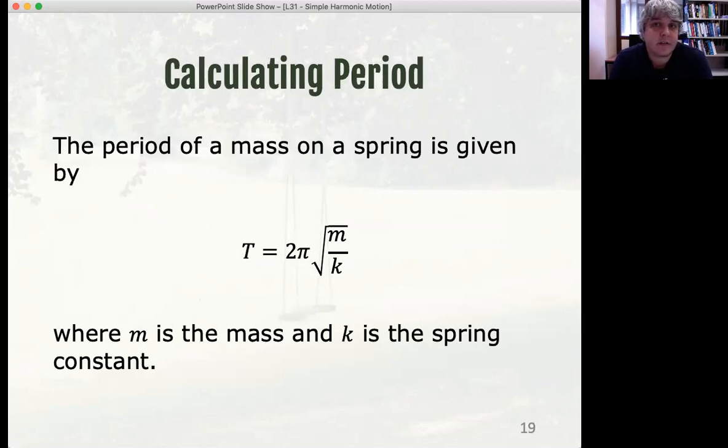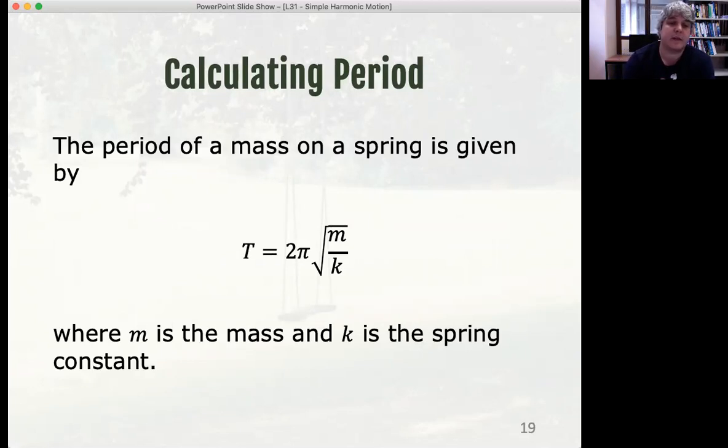For a mass on a spring system, this is very well understood, and it turns out that the period is exactly equal to 2 pi times the square root of the mass divided by the spring constant. We've already met all of those terms. There's nothing stopping you from working with this equation. I also expect you to be able to rearrange this equation happily.